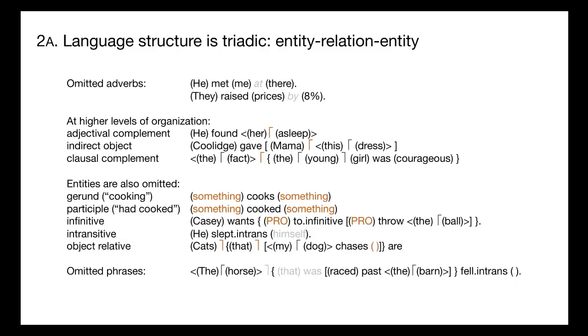Here's a few more examples, and then I'll show you, well, I guess this is data. But so he met me there. Well, we don't say at, but that's kind of what you need in order to understand the sentence. They raised prices 8%. Well, by 8%. And there's more of these. He found her asleep. Well, what he found was the condition of her having the property of being asleep. And you can go on with these.